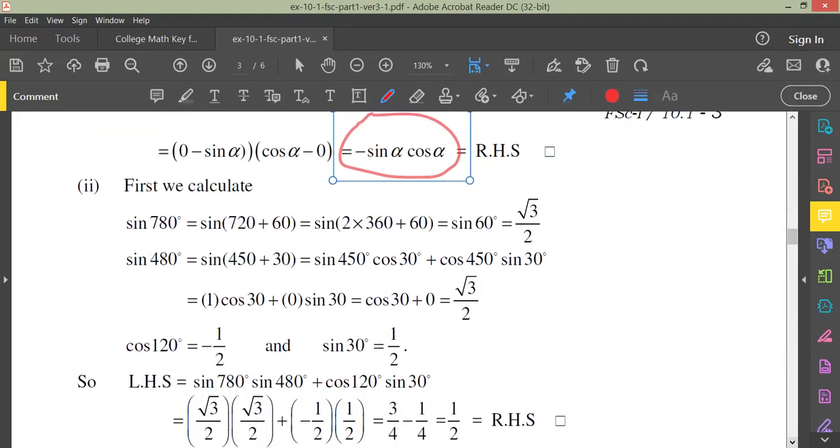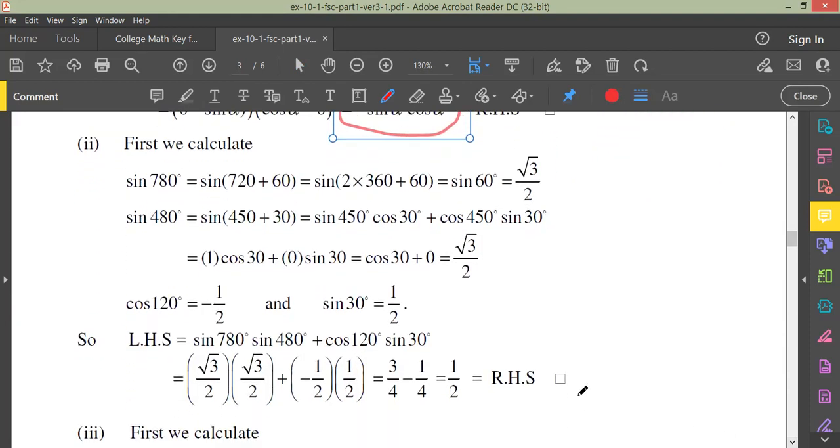Similarly, because this is sine 780, you can write this as sine 720 plus 60. So you can also write this using coterminal angles. We had discussed coterminal angles in our previous chapter. So sine of 2 multiplied by 360 plus 60 will be equal to sine of 60, which is equal to root 3 by 2.